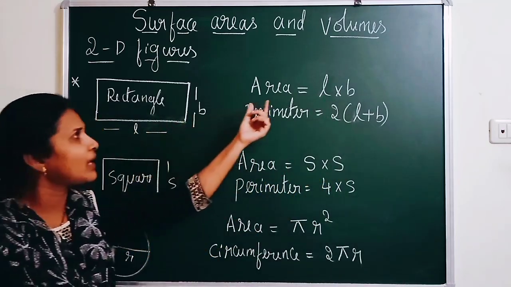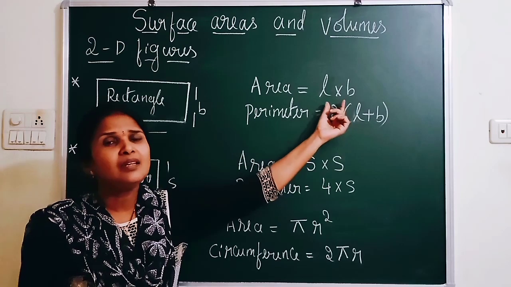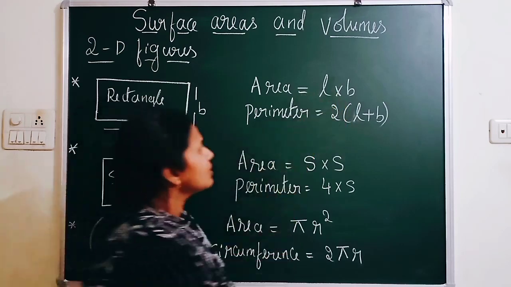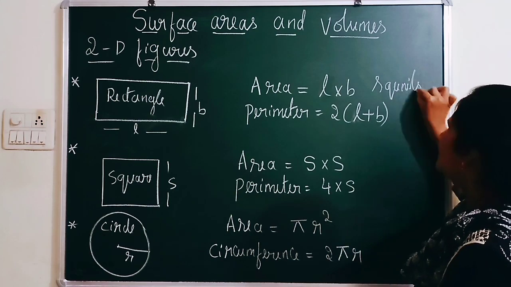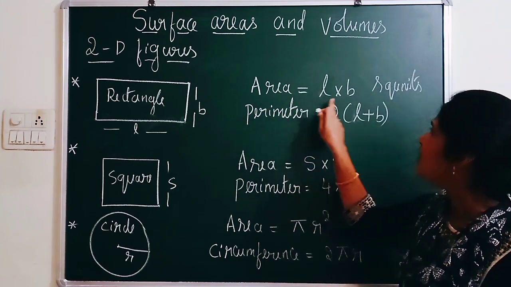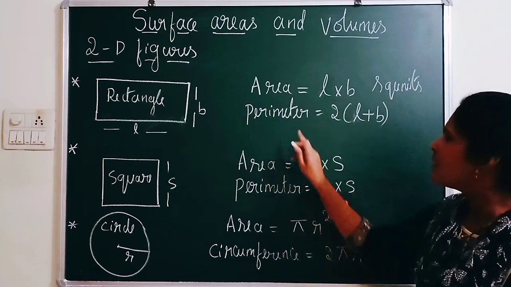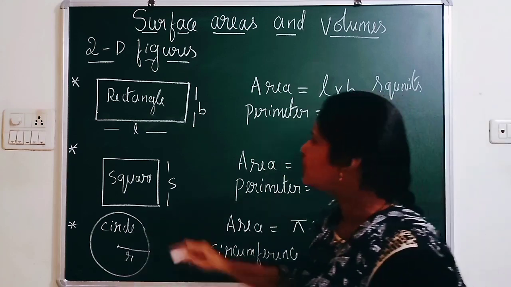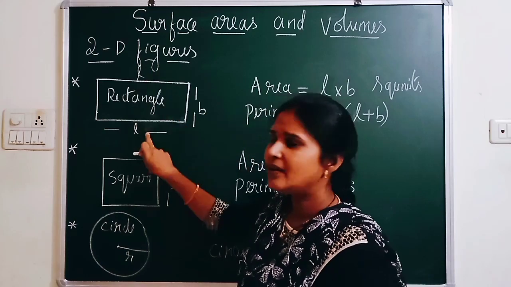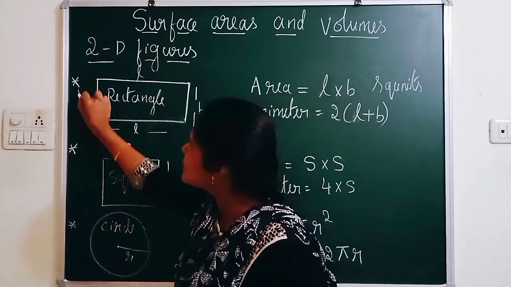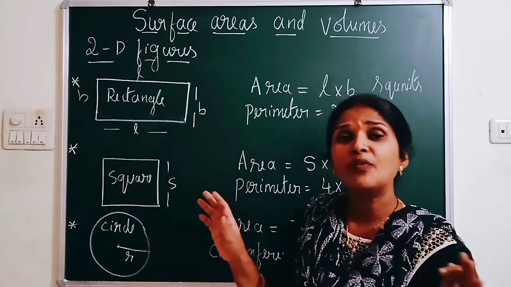The first, area of rectangle. As you know, it is length into breadth, square units. You can write: area of rectangle is length into breadth square units. Perimeter of rectangle: as you know, opposite sides of a rectangle are equal, L and L, and the opposite sides here are also equal, so B. What is the meaning of perimeter?